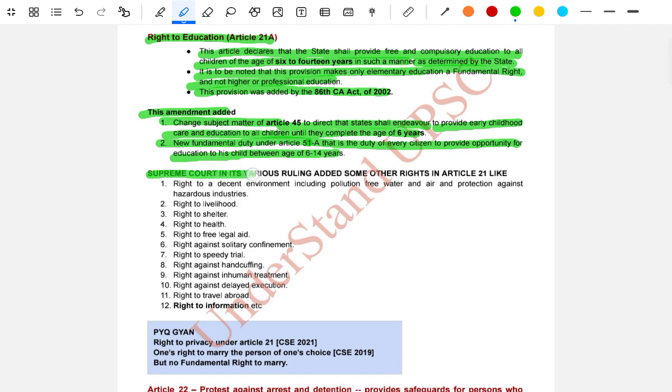The Supreme Court, in its various rulings, has added some other rights under Article 21, like the right to a decent environment, including pollution-free water and air and protection against hazardous industries, a right to livelihood, a right to shelter, right to health, a right to free legal aid, a right against solitary confinement, a right to speedy trial, a right against handcuffing, a right against inhuman treatment, a right against delayed execution, a right to travel abroad, a right to information, etc.